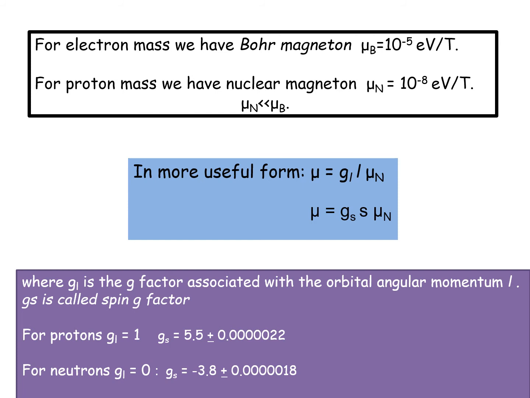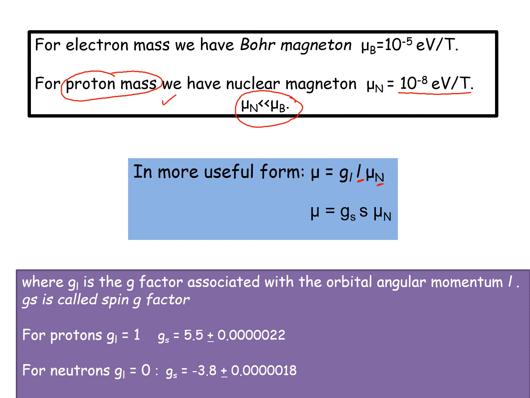But for the proton mass, because here we are interested in the protons, since we are talking about the nucleus, and within the nucleus we have protons and neutrons, we have the nuclear magneton, and this value is about 10^-8 electron volt per Tesla, and mu_N is always less than mu_B. So in a more useful form, we generally write mu equal to g_L, that is the g factor, times L, that is the orbital angular momentum, and mu_N, that is the nuclear magneton.